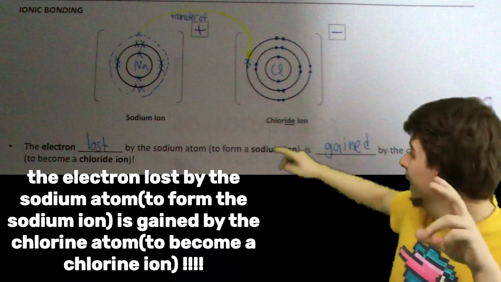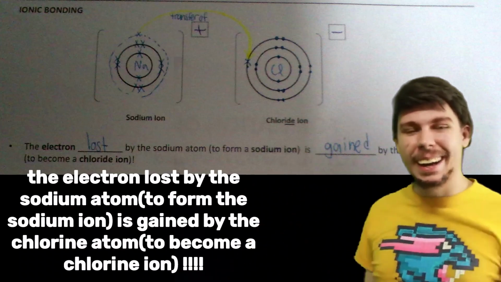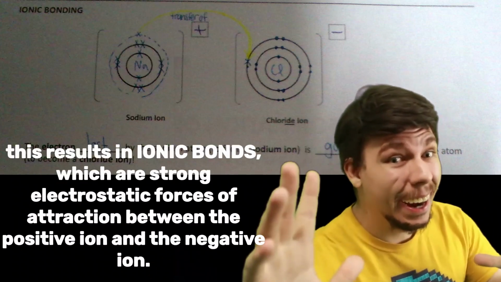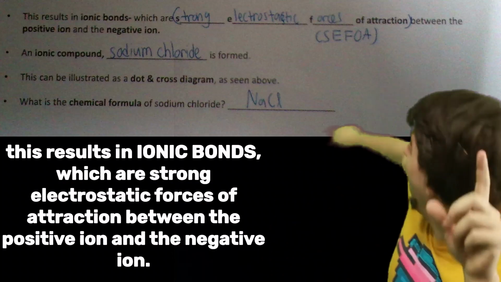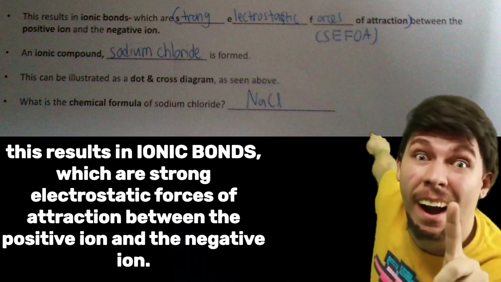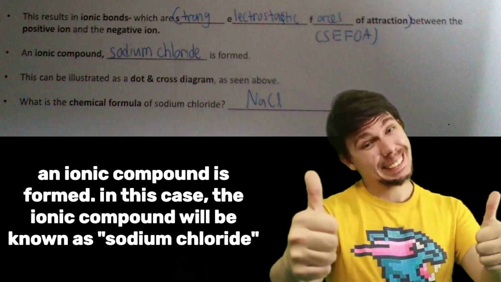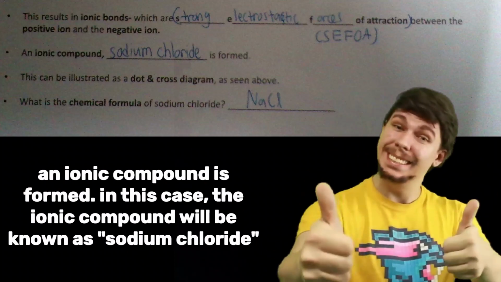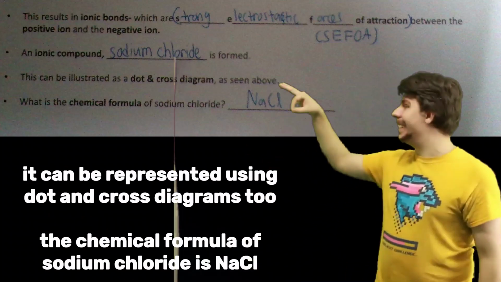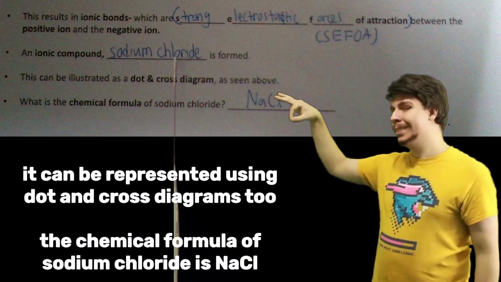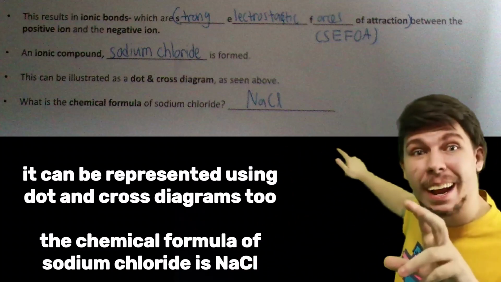The electron lost by the sodium atom to form the sodium ion is gained by the chlorine atom to become a chlorine ion. This results in ionic bonds, which are strong electrostatic forces of attraction between the positive ion and the negative ion. An ionic compound is formed. In this case, the ionic compound will be known as sodium chloride. It can be represented using dot and cross diagrams too. Like this, the chemical formula of sodium chloride is NaCl.